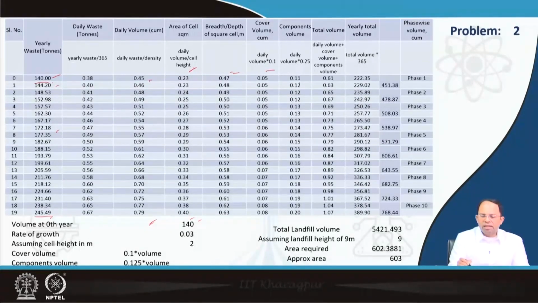Cover volume would be different. Components volume would be different, liner and all. Total volume that is required is the addition of all this, and yearly volume would also be different. So phase wise volume we can determine, because 2 years makes one phase. So each phase would be of different volumes. So that means that at the end of the day, each phase will have different sizes. So that also could be computed in this particular way.